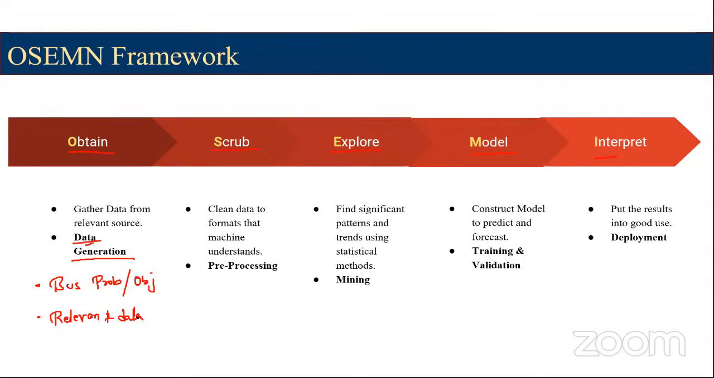Now, once we have the relevant data, the next step is scrub. I hope you all remember that yesterday we discussed structured and unstructured data. So can you quickly tell me what's the definition of structured data and what's the definition of unstructured data? You can ping me your answer through the chat box.